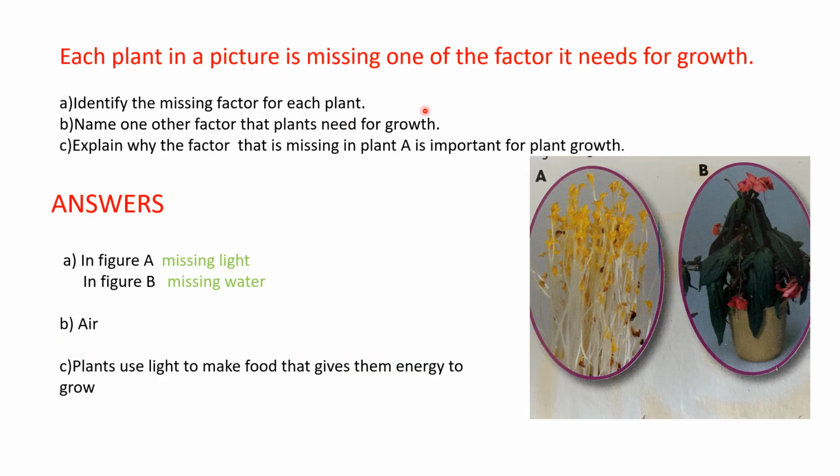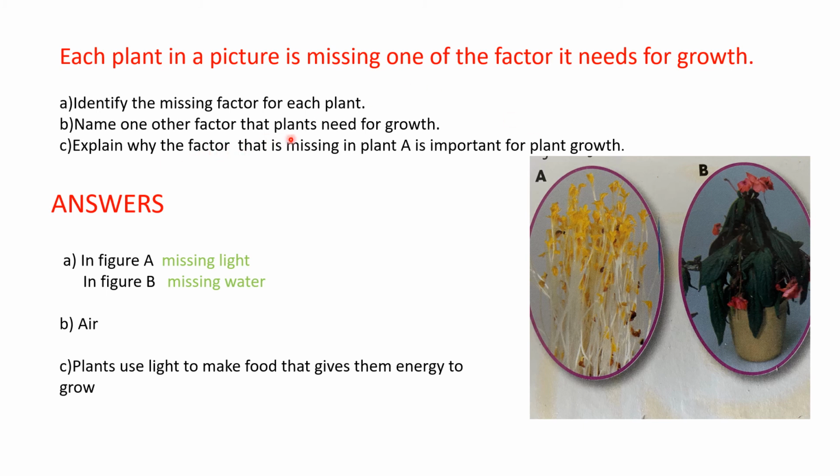So in each plant in the picture, there is something missing. So you have to identify the factor which is needed for plant growth. Identify the missing factor of each plant, name one factor that the plants need for growth, and explain why the factor missing in plant A is important for plant growth. So the missing factor in figure A is light, and the missing factor in figure B is water.